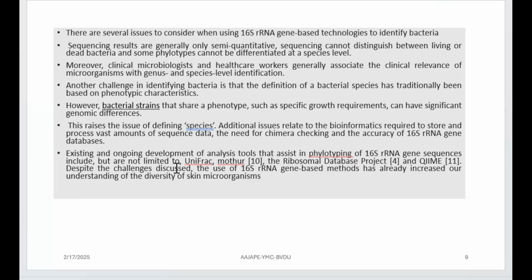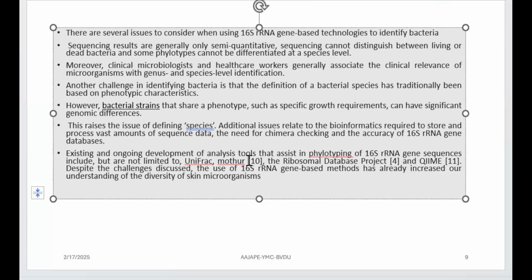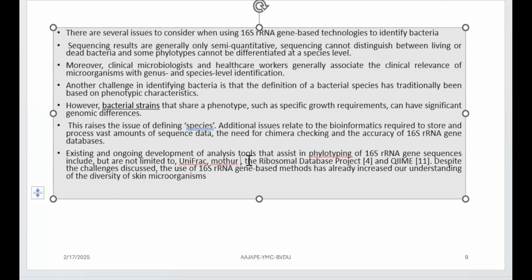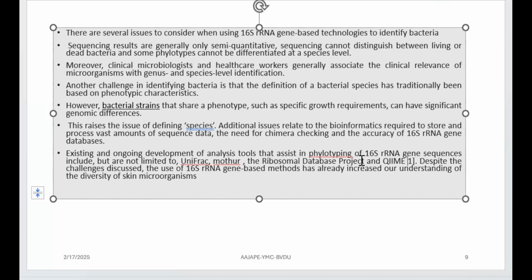Now another point is there: existing and ongoing development of analysis tools that assist in phylotyping of 16S rRNA gene sequences include but are not limited to these. So what are these phylotyping tools which are used? They include UniFrac, Mothur, QIIME. These are the names, right?